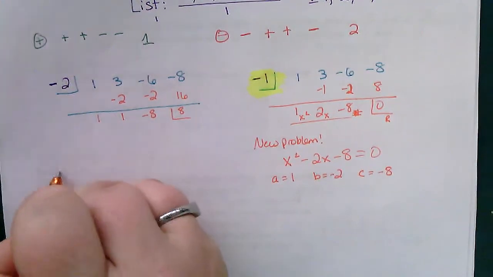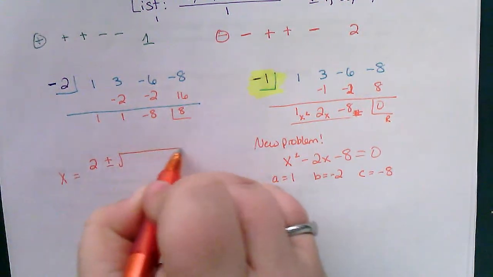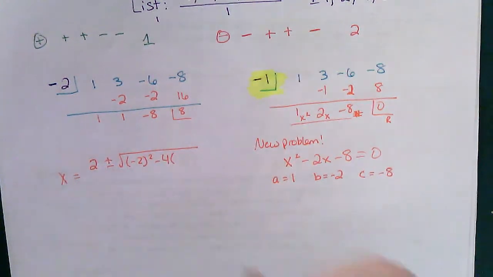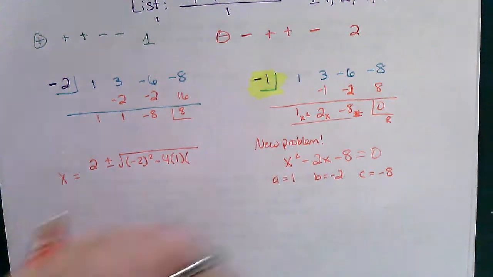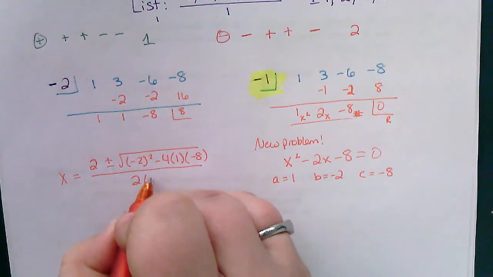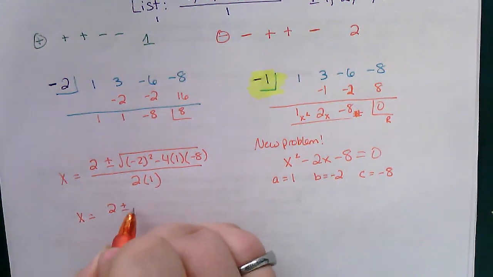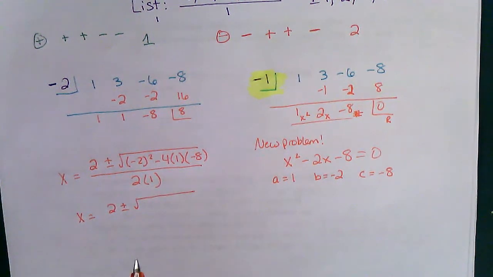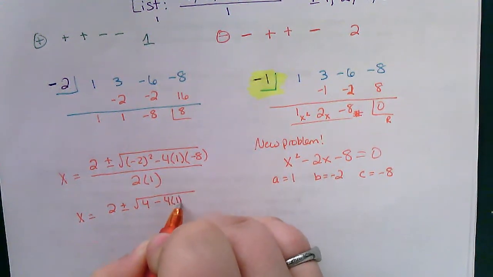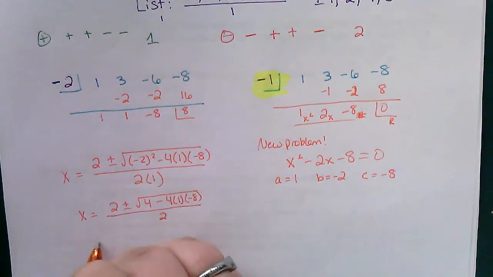So it will be x equals opposite of negative 2 plus or minus the square root of negative 2 squared minus 4 times 1 times negative 8, divided by 2 times a. So then we have in here, we need to do negative 2 squared. Negative 2 squared is 4 minus 4 times 1 times negative 8. Okay, divided by 2.